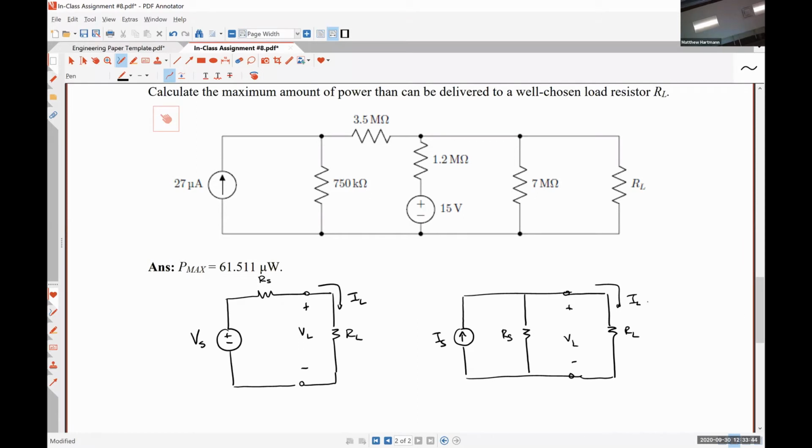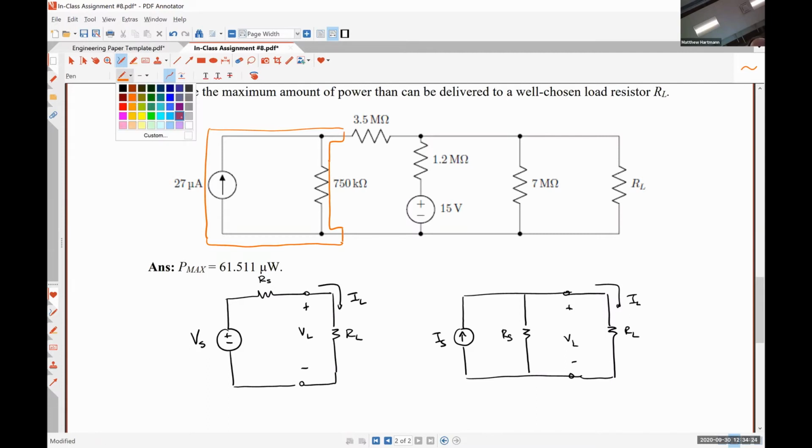So first thing I'd like for us to do is identify the different practical sources in this circuit. So who can tell me what they are? Alrighty, so there is a practical source here. I'll just do it like this. The 27 microamp source and the 750 kilo ohm resistor form a practical current source. Are there any practical voltage sources in our circuit? Yeah, so the 15 volt voltage source and the 1.2 mega ohm resistor also form a practical source, in this case a practical voltage source.